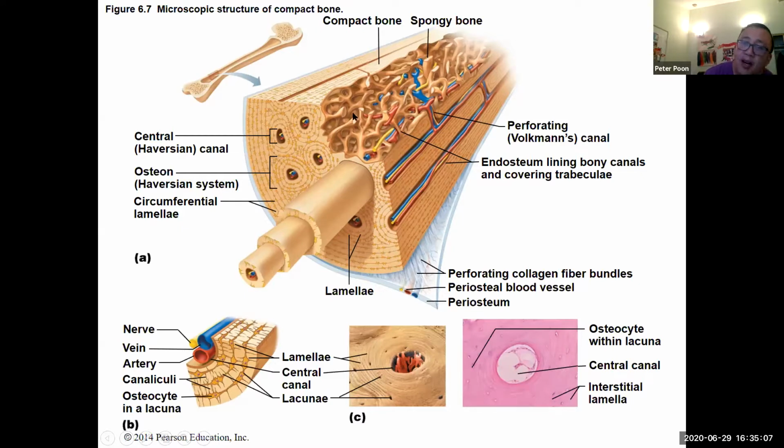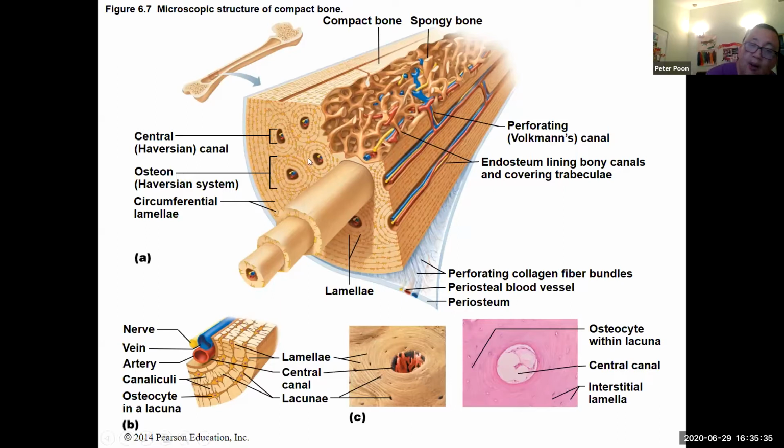But the central canals have to talk to one another, so there have to be channels that connect central canals. Those are called perforating canals, because they perforate through the osteon. The other name most people use is Volkmann's canals, named after Volkmann, who discovered them.